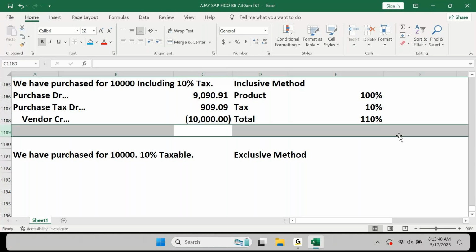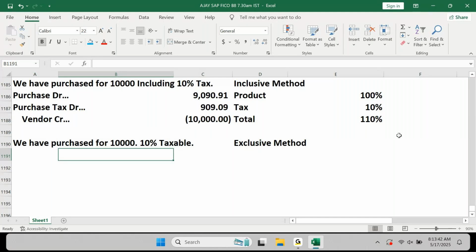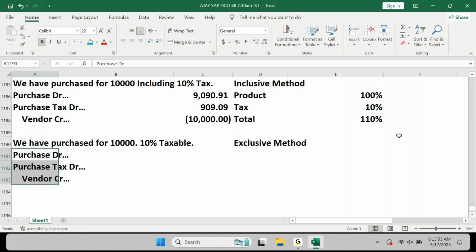On the other side, if I write this, will there be any change in the accounting entry, or will the accounting entry remain the same? Entry will remain the same. The only point is the tax value will change. Accounting entry debit, accounting entry credit will never change, no matter what. You do it in India, you do it in any other country, entry will remain the same. Accounting is common everywhere.